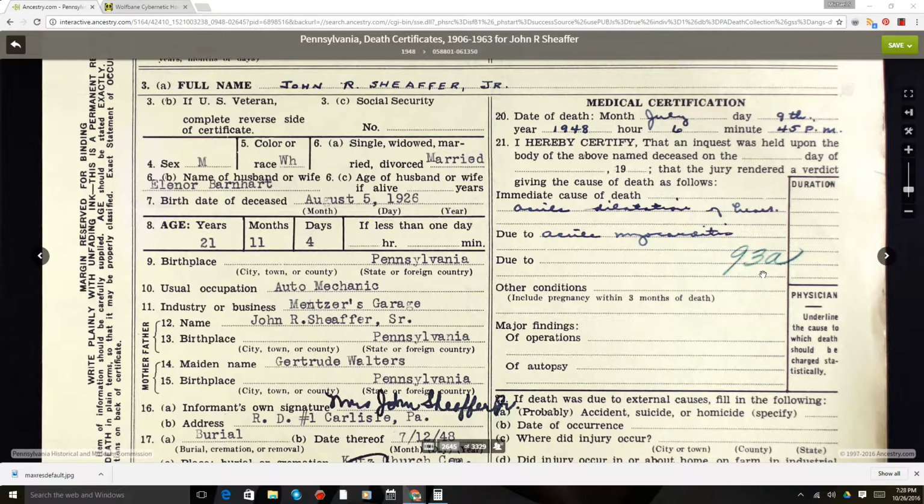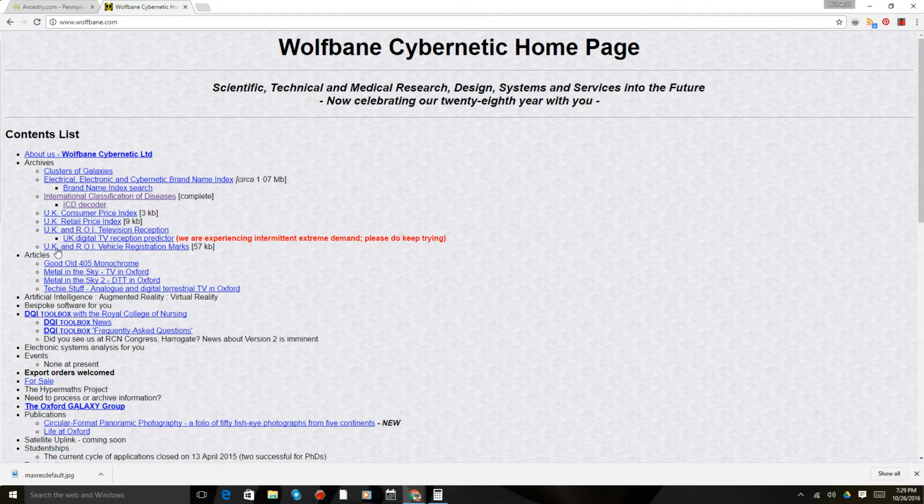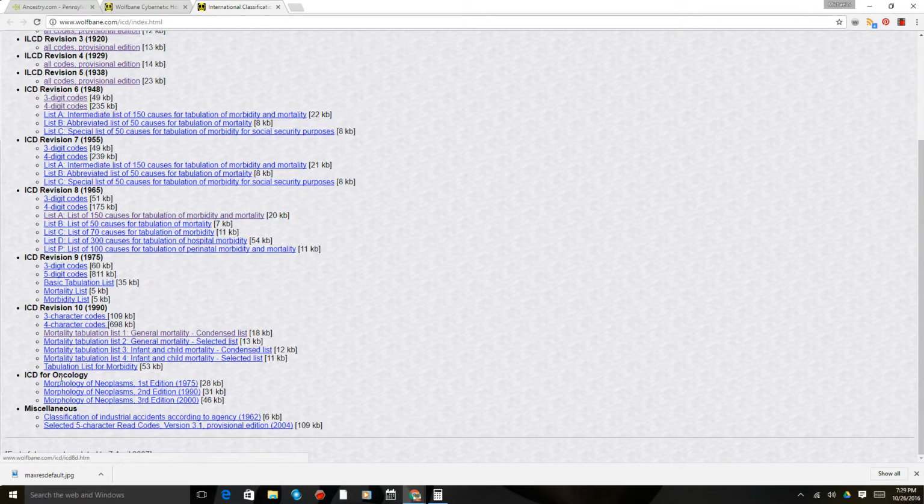So 93A, and we think it's something with the heart. So 93A, and go up here to a site that lists all the revisions. It's hard to find a site that has all the revisions. And here, International Classification of Diseases. We'll click on it, and you see all the different revisions I was talking about.